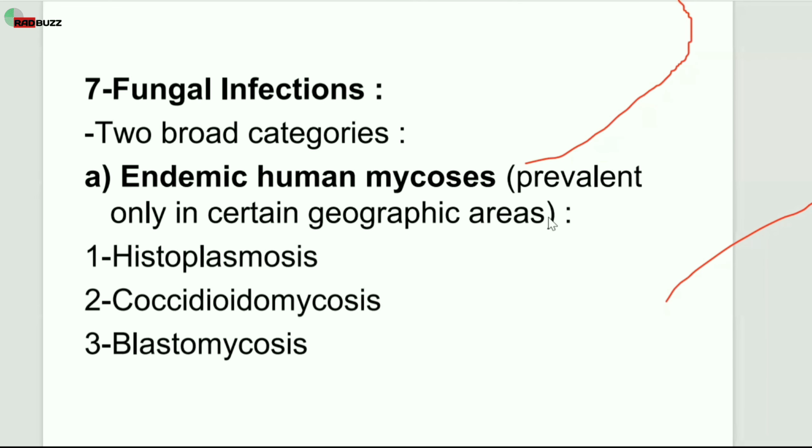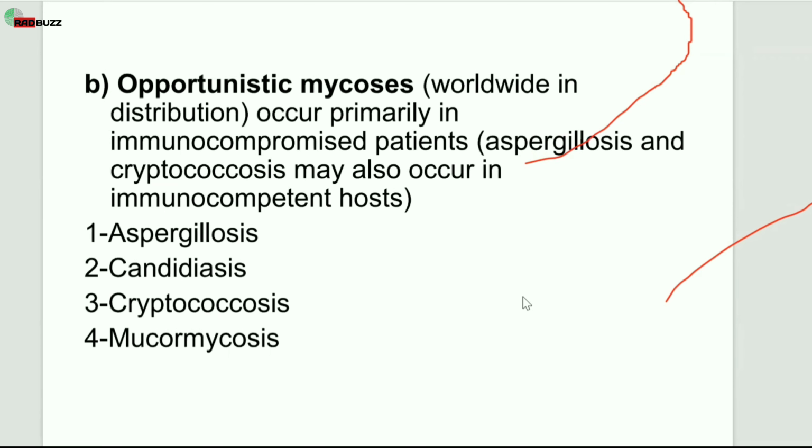Okay, fungal infection. Fungal infections are broadly divided into two categories: endemic, which occur in certain geographical areas and include three, histoplasmosis, coccidioidomycosis, and blastomycosis; and opportunistic. They are worldwide distributed and occur more in immunocompromised patients, though immunocompetent hosts are also affected, where they're not very evident. Therefore, aspergillosis, candidiasis, cryptococcus, and mucormycosis. Aspergilloma and aspergillosis remain the commonest of these, I guess, and it has different patterns on imaging.